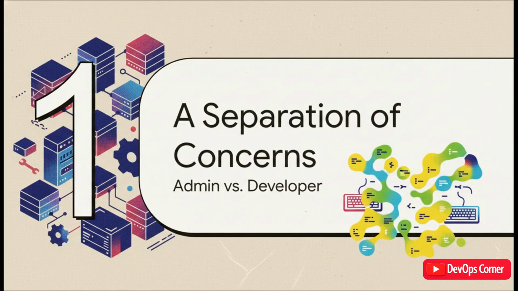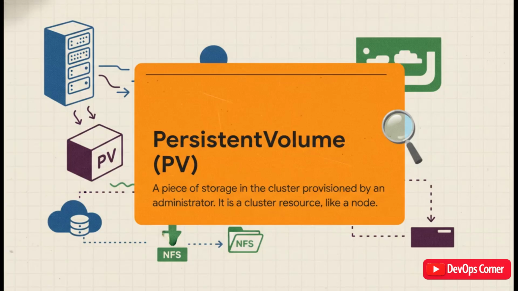Now, the way Kubernetes solves this is, honestly, pretty brilliant. It's all about separating the work. It splits the problem into two jobs for two key players. You've got the cluster administrator who manages all the real storage hardware, and then you've got the developer who just needs a place to put their data. So let's start with the admin.